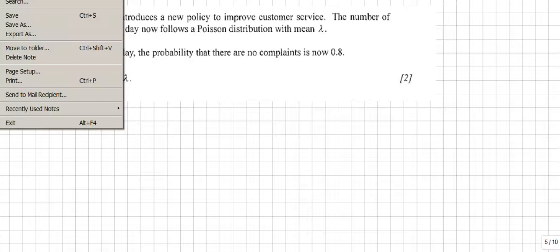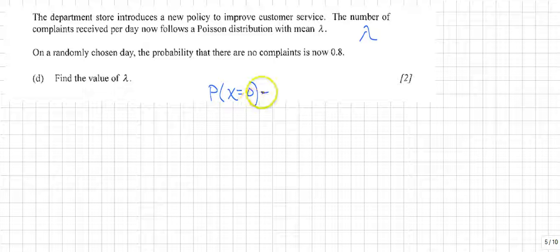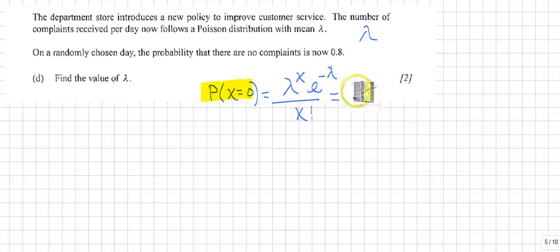A little bit different. It says the department store has a new policy, and the number of complaints received per day now follows a Poisson with a mean lambda. So they don't tell you what the mean is. On a randomly chosen day, the probability there are no complaints is now 0.8. It was 0.549, so I guess the policy is working. The object here is to find lambda. So write out the formula: the probability that x equals 0 complaints is the mean to the x power, e to the negative mean. I'm just using lambda because that's what they said. I think your formula packet might use m, I'm not sure. Over x factorial. And we know that's equal to 0.8.